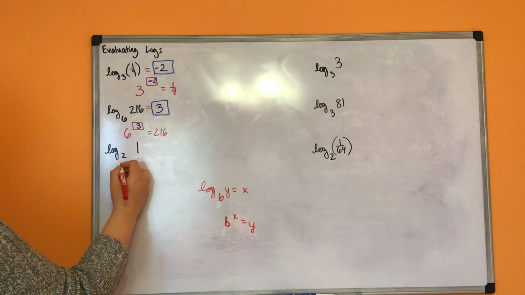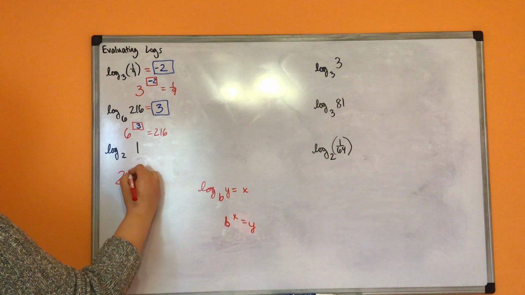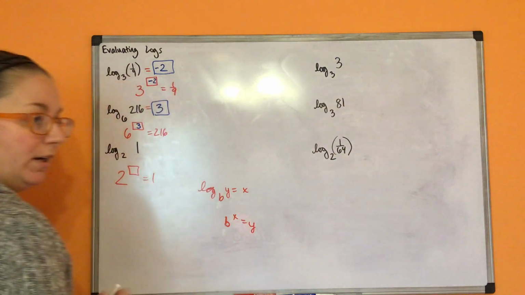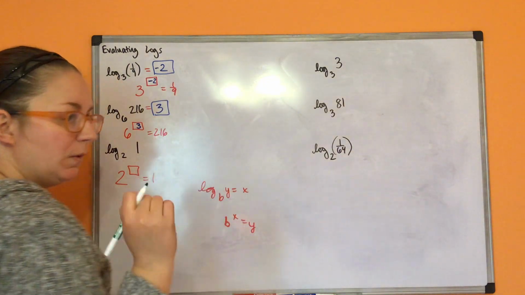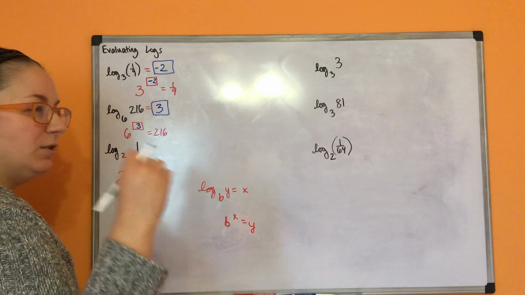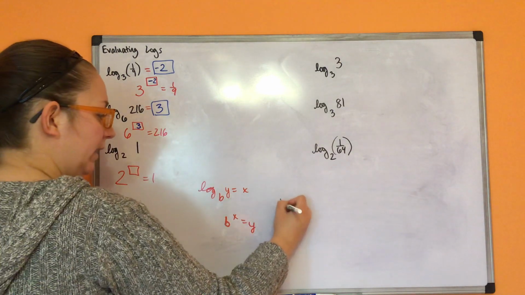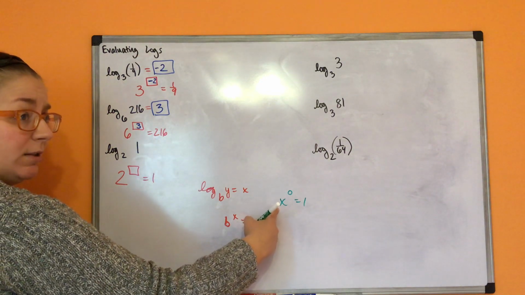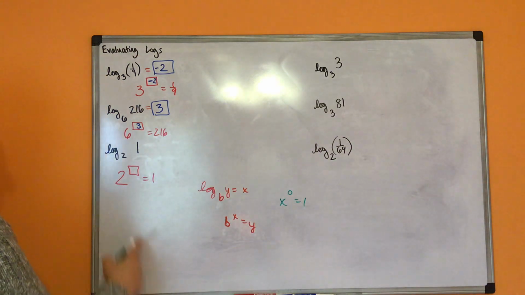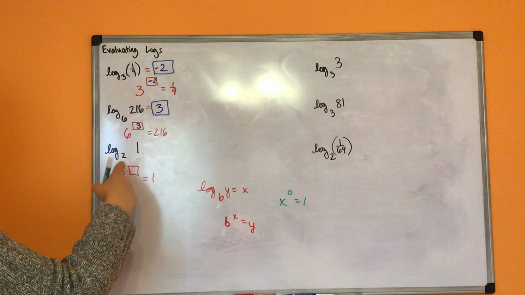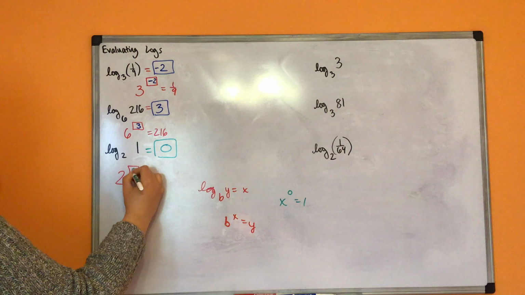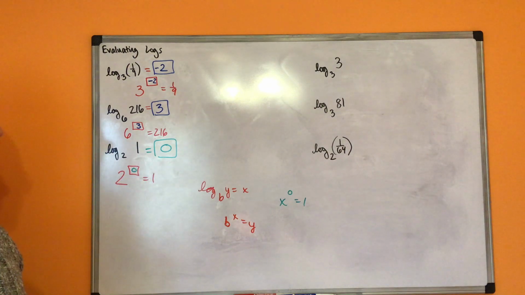Next, I have log base 2 of 1. So 2 to the something equals 1. If you think back to your exponent rules, there was one special one. Anything to a certain power is always 1, and that is 0 power. Anything to the 0 power other than a 0 base is 1. So whenever I have log base something of 1, the answer is always going to be 0 because x to the 0 equals 1.